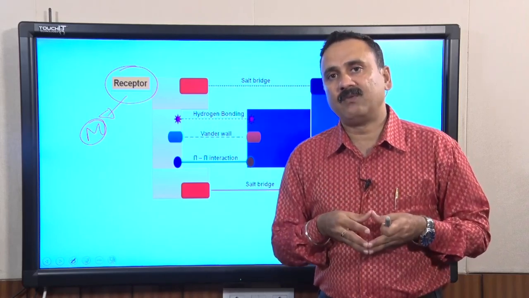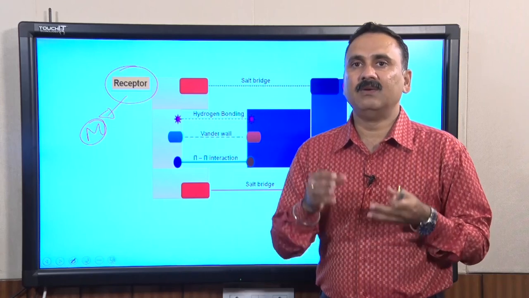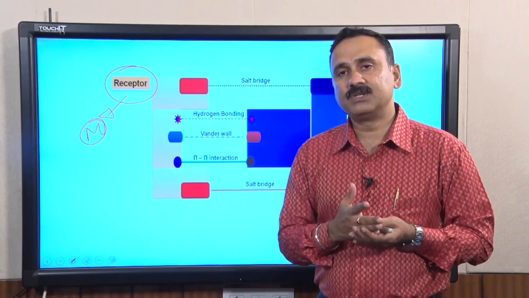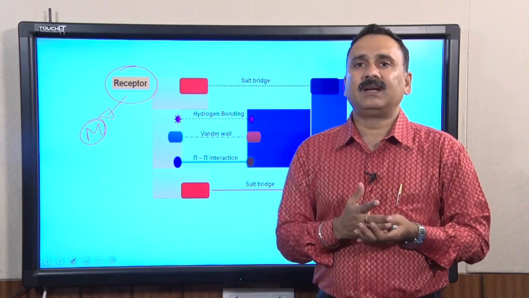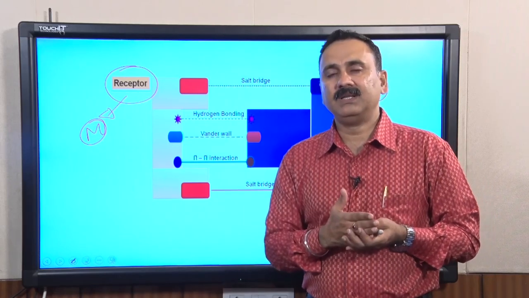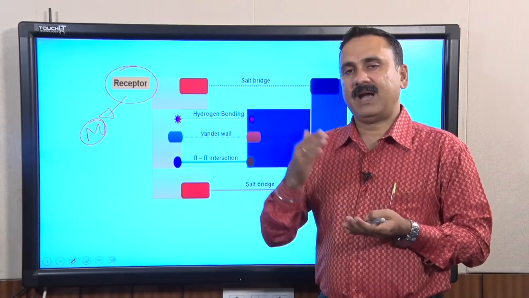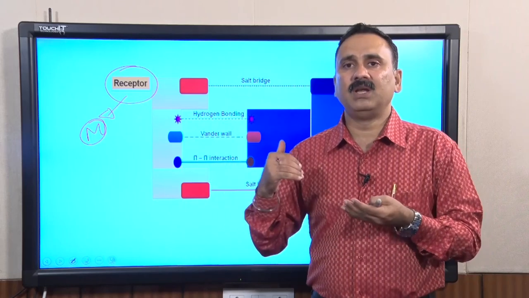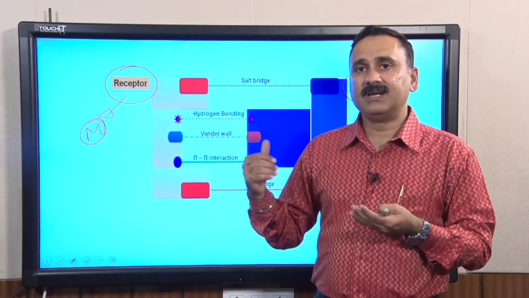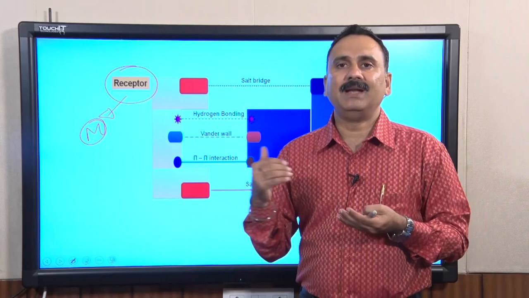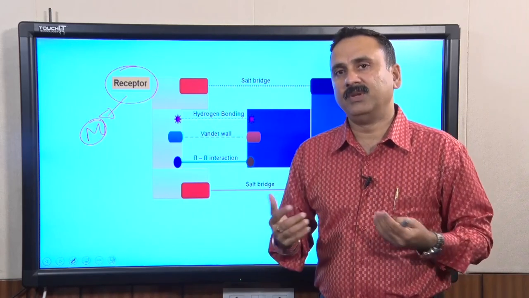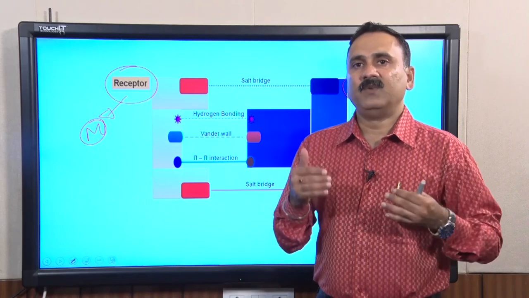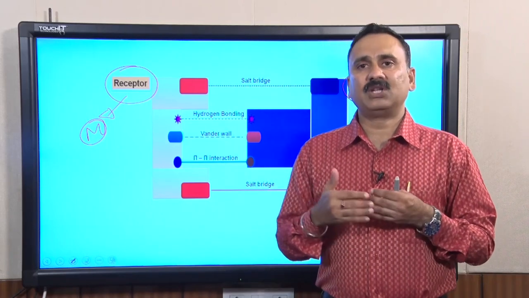So if you would like to perform affinity chromatography, the first step is that you have to generate the receptors or the ligands. The second step is that you have to couple the receptor to the matrix. The third step is that you have to produce a protein which contains the ligand attached to it. And the fourth is that you have to perform the chromatography and purify the protein. So with this, we would like to conclude our lecture here.